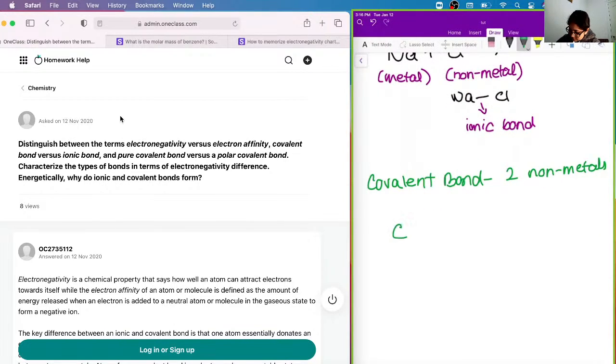Let's say carbon plus oxygen, right? So we know that carbon is a non-metal and oxygen is also a non-metal. And so this is a form of covalent bond. So we can say that the bond between the two, the bond right here, this is your covalent bond.